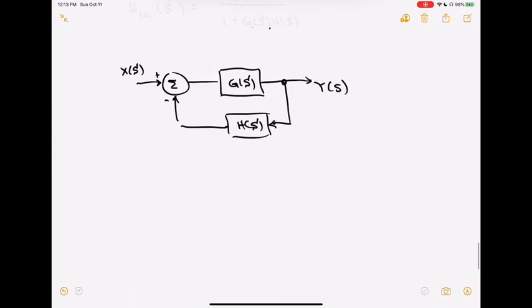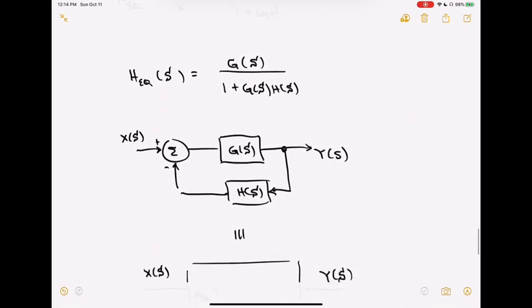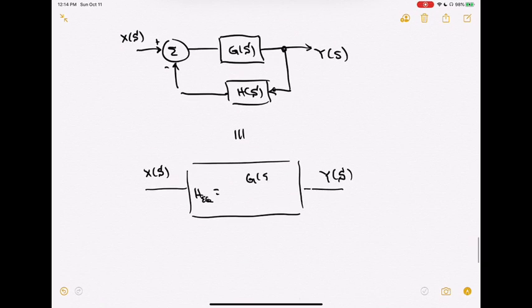And what we can do now is say that this whole thing is equivalent to a single block system for which we have an input x of s, an output y of s, and the system's transfer function, h equivalent, is equal to, as we just had up here, g of s over 1 plus g of s times h of s. This is the classic feedback configuration for a feedback control system.